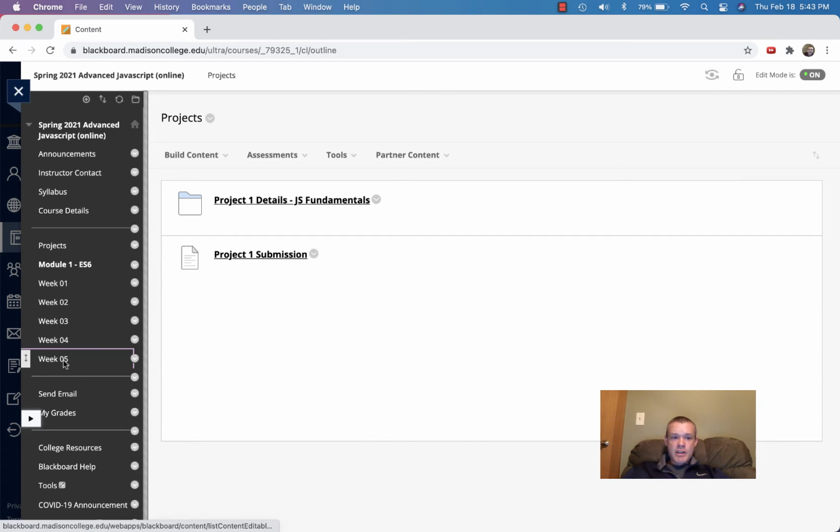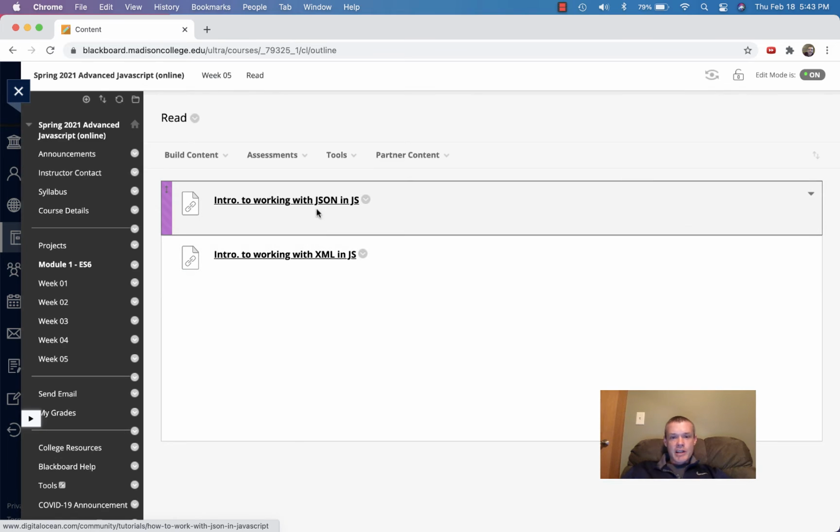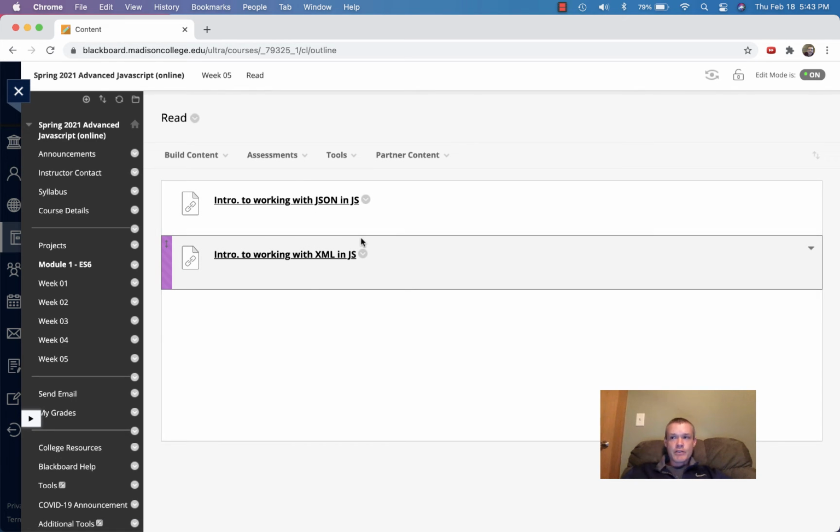As far as the week goes, the reading material is going to cover working with data in JavaScript. This is unique to JavaScript in that JavaScript could be getting data from a lot of different services, and those services could be written in pretty much any programming language. A service that provides data to our front-end application could be written in Java, could be written in .NET, or it could be a service that's written in the cloud.